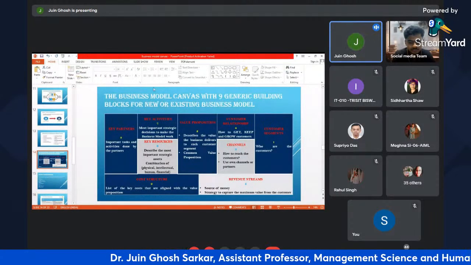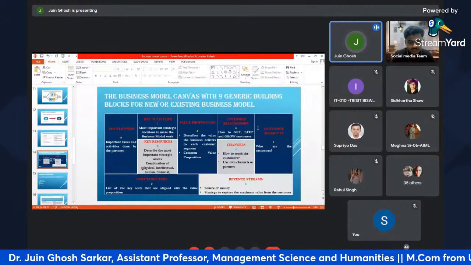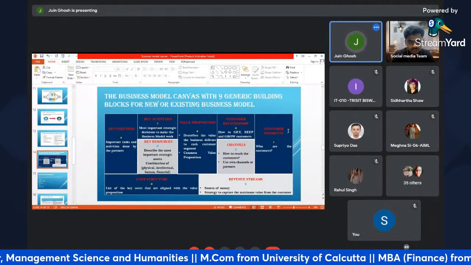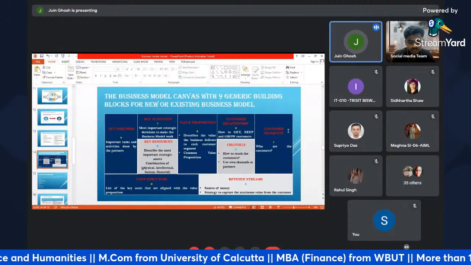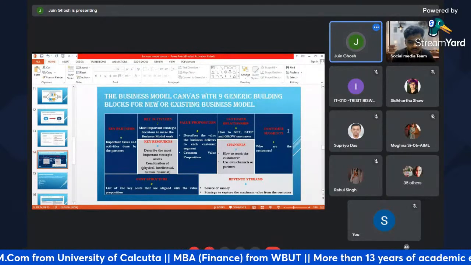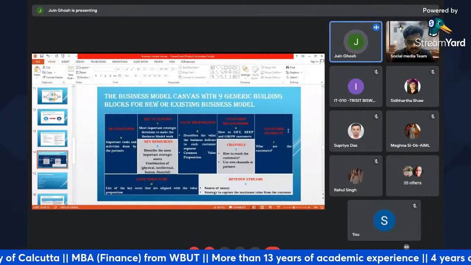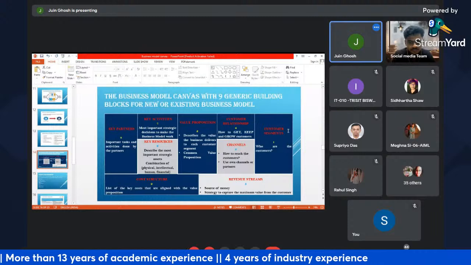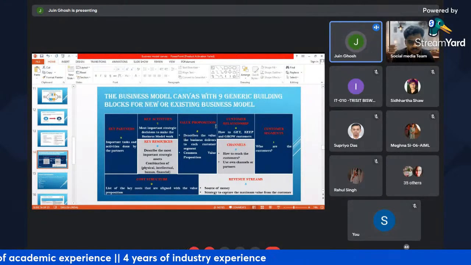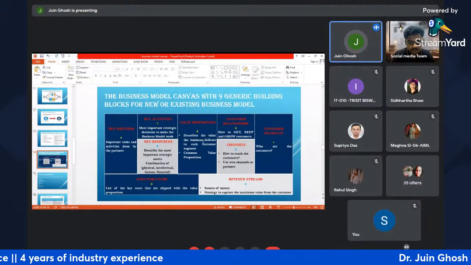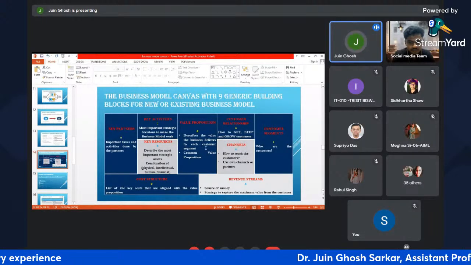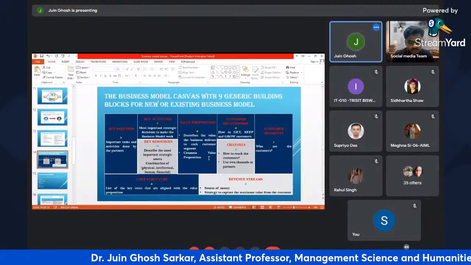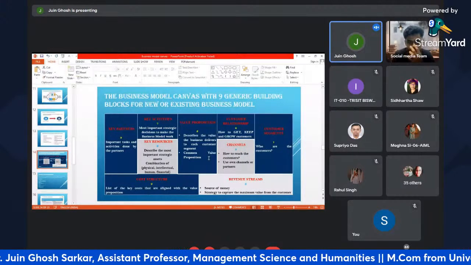Now, this is the business model canvas. So first of all, the thing is customer segment. That is, we need to divide the customers into various segments, and we should be well aware of who our real customers are. Number 2 comes value proposition, which actually describes the value the business delivers to each customer segment. Common value proposition comes under the periphery of value proposition.